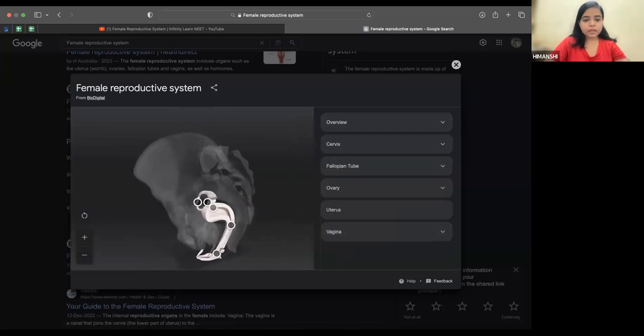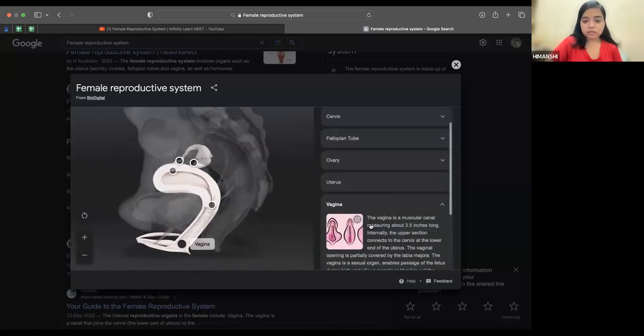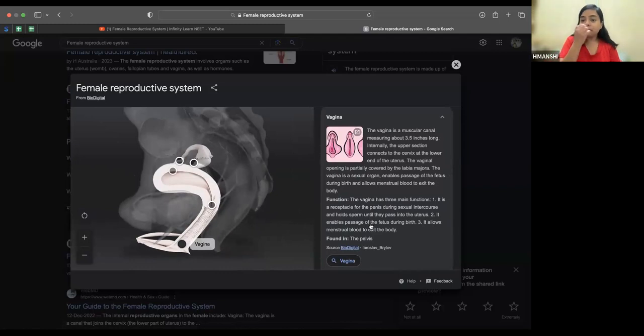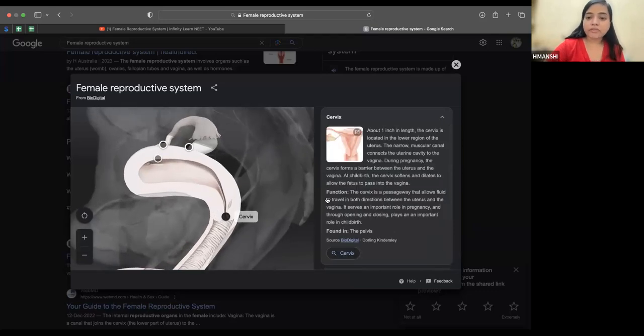So this is the outermost part, which is the vagina. The vagina is a muscular canal measuring up to 3.5 inches long. Internally, the upper section connects to the cervix at the lower end of the uterus. The vaginal opening is partially covered by the labia majora. The vagina is a sexual organ, enables passage of the fetus during birth and allows menstrual blood to exit the body, right? Then moving inwards, we have the cervix.